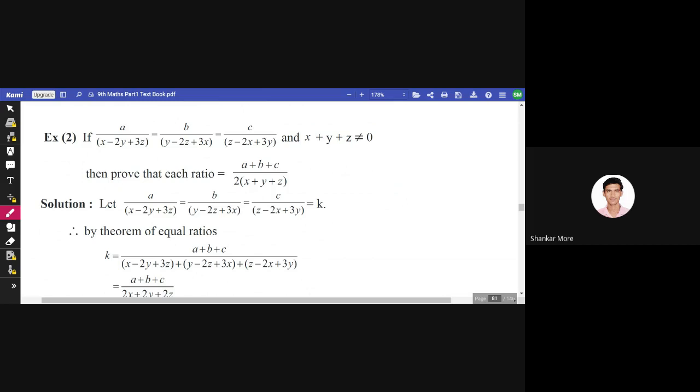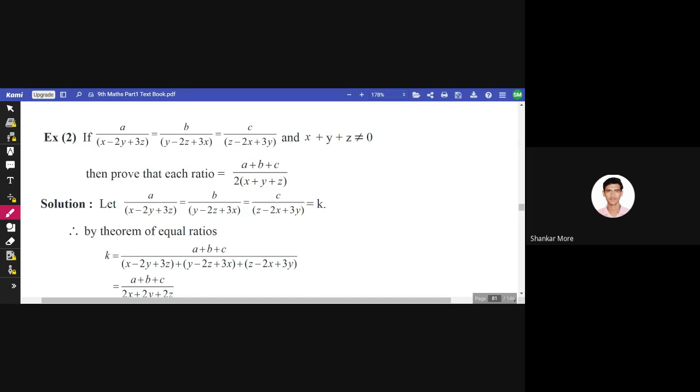Now you don't know how to proceed, right? So what we expect, what we have to prove, is a plus b plus c divided by 2 into x plus y plus z. So this is the thing that we have to prove, right? In the numerator it is written a plus b plus c, and in the individual ratios we have the numerators a, b and c. So one hint we get here is that we have to add these ratios. Did you get this point? We have to add these ratios.